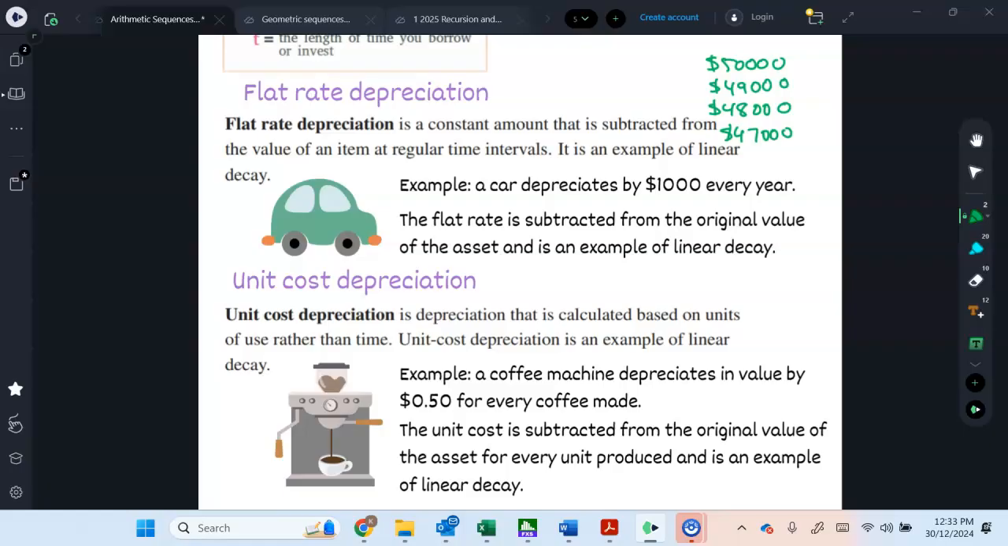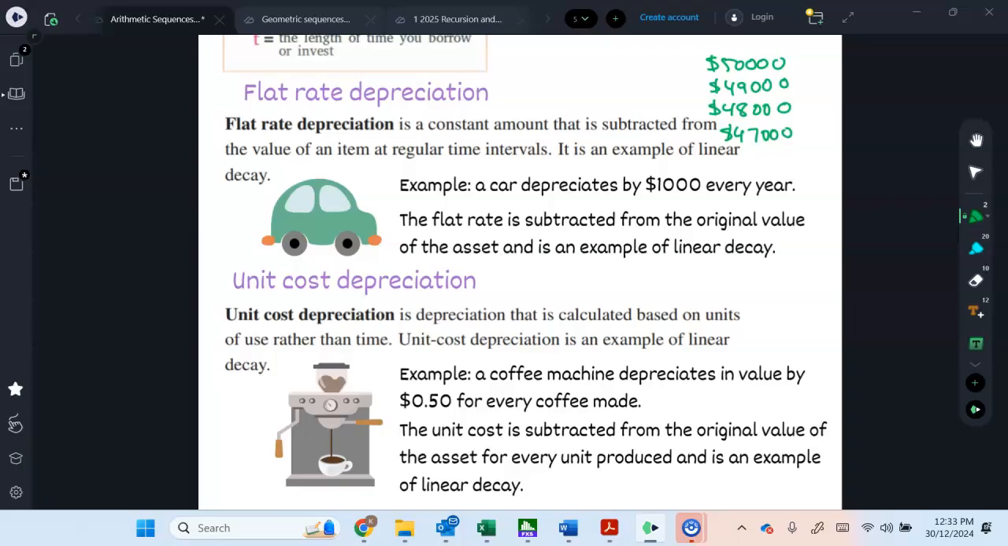Most cars don't work that way, because if you buy a brand new car, as soon as you drive out of that car sales place, I can't even think what they're called, your car is depreciated by a lot. If it starts at zero, as soon as you start driving it, it has depreciated significantly. And obviously other things depreciate your car. But flat rate depreciation, just think same amount each year. It's an example of an arithmetic sequence.